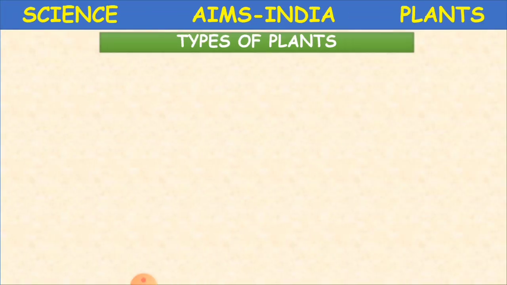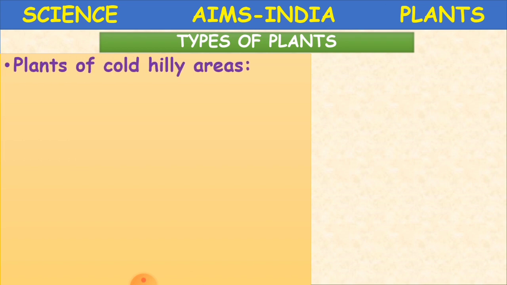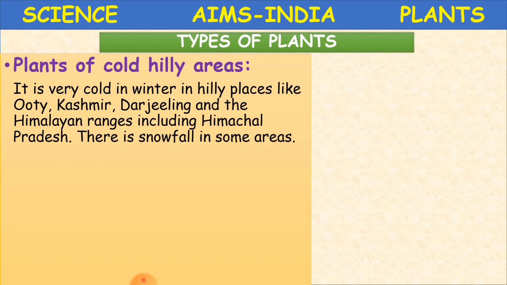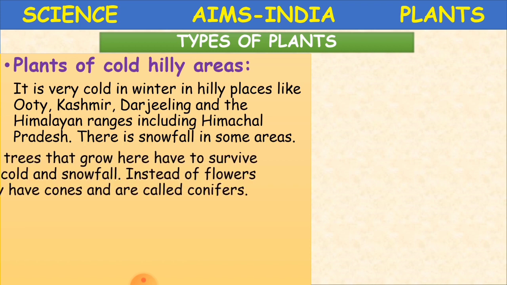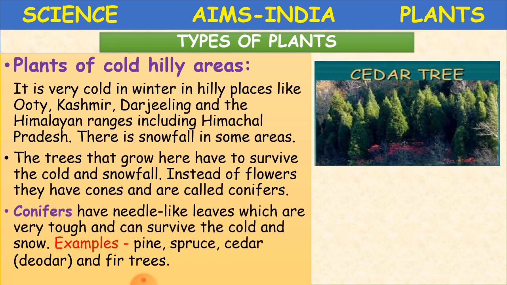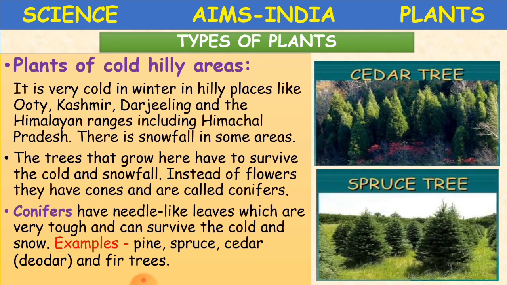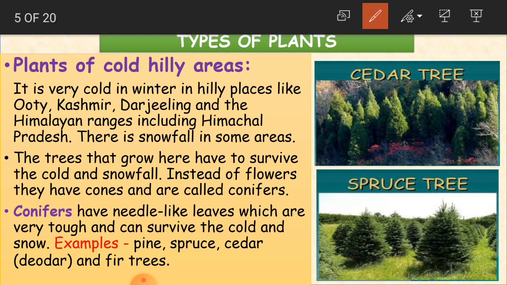Now, what are the types of plants? We said one is terrestrial plants, and we are having different plants. So we'll see plants of cold hilly areas. See, children, if you go to mountain areas or hill areas, the climate will be cool. And here also we'll be having plants, as you see in the diagram here. Even hilly areas will have plants.